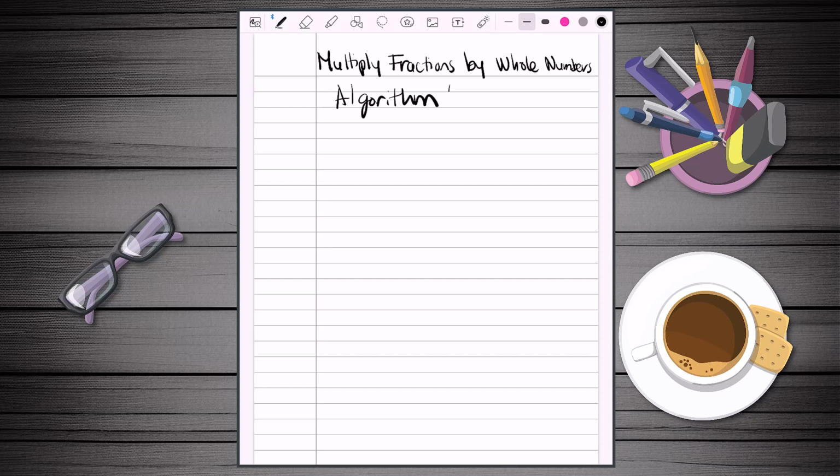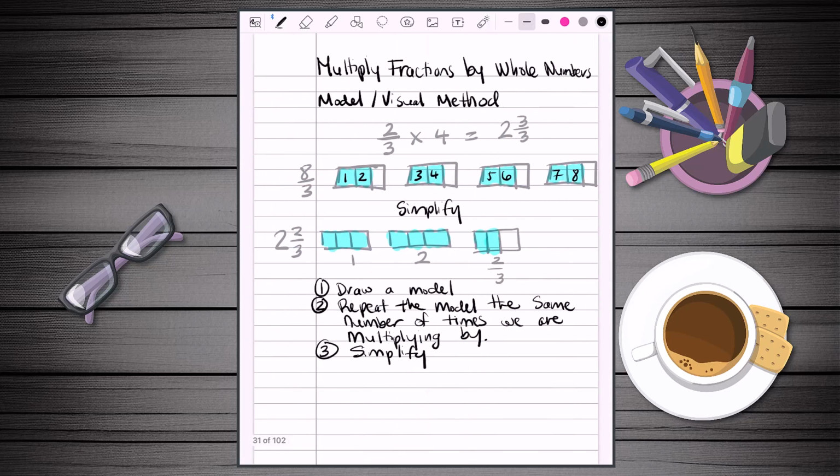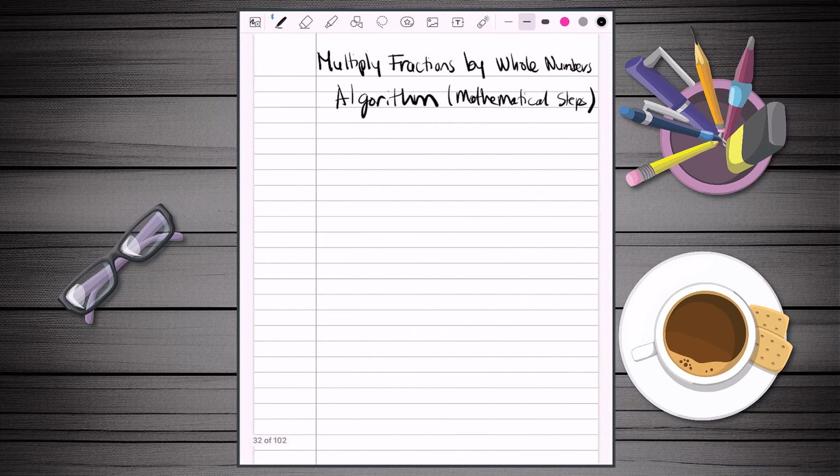So we're going to look at the algorithm for multiplying fractions by whole numbers. And that's just the mathematical steps that you take. The standard algorithm is usually the most simple way to do something mathematically. So we're going to take the problem 2/3 times 4 again, and I'm going to rewrite it here on this page, 2/3 times 4.